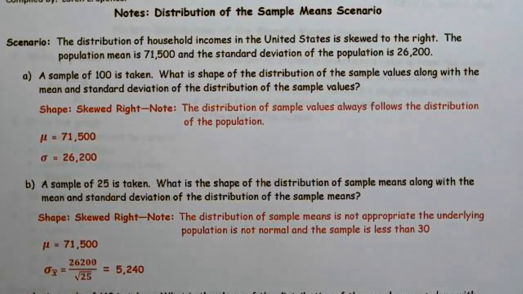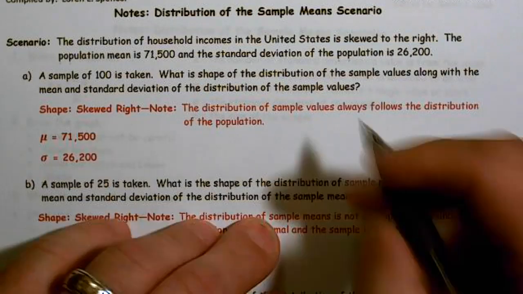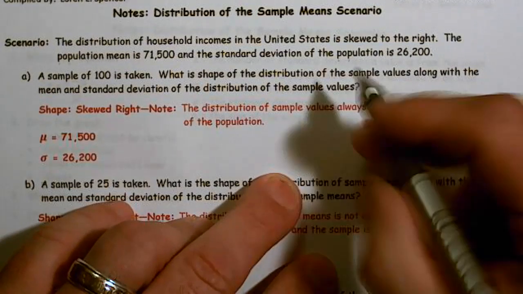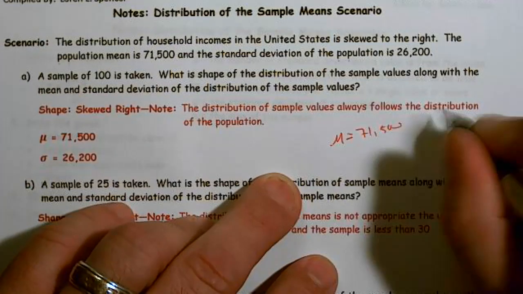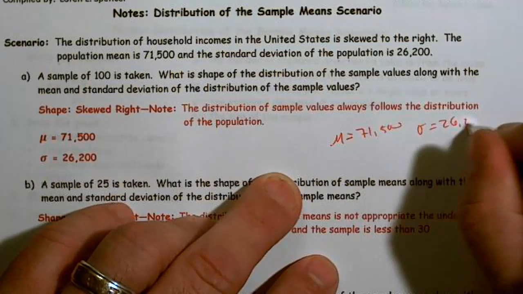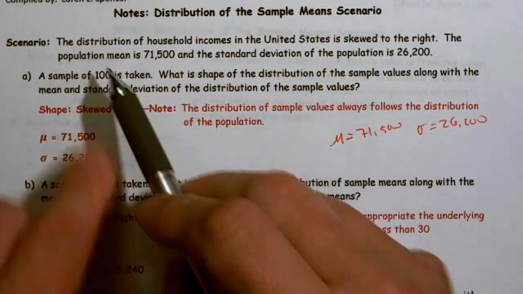Okay, this is a scenario that's going to help us understand when we get to use central limit theorem and the shapes of the distribution, etc. So the distribution of household incomes in the United States is skewed to the right. It's highly skewed to the right because of the upper incomes. The population average is 71,500 and the standard deviation of the population is 26,000. So we basically say that we have a mean of the population of 71,500 and a standard deviation for the population of 26,200. A sample of 100 is taken.